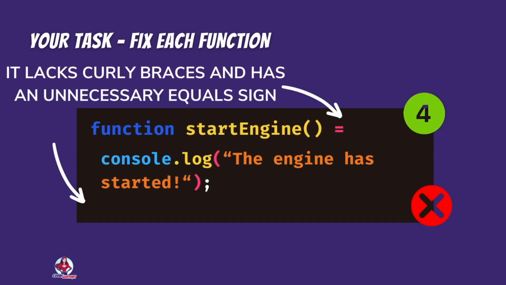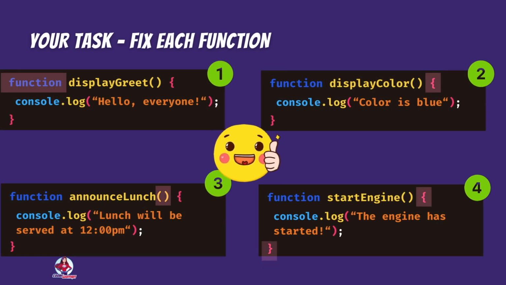And finally, the last function is a complete mess. It almost looks like a variable setup. It lacks curly braces and has an unnecessary equal sign. Now it looks much better. Were you able to correct all the functions?